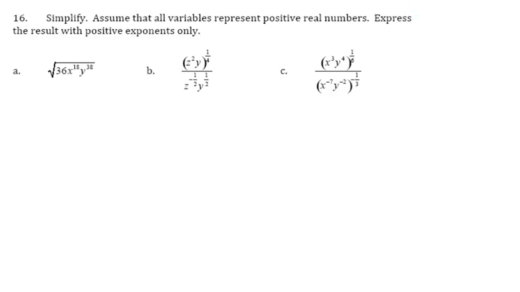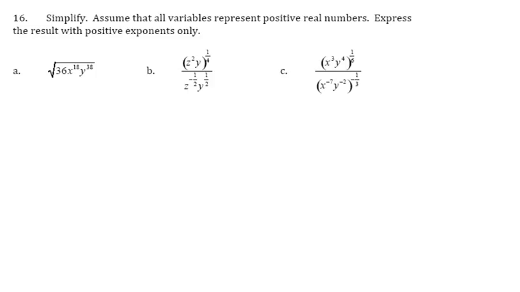Okay, we are continuing with the Math 4 final exam review. We're on problem 16. The instructions say simplify, assume that all variables represent positive real numbers, and express the result with positive exponents only. Remember that when they tell us that the variables represent positive real numbers, we don't need to worry about whether or not we need absolute value signs around the answers. So that's what the positive real numbers means.